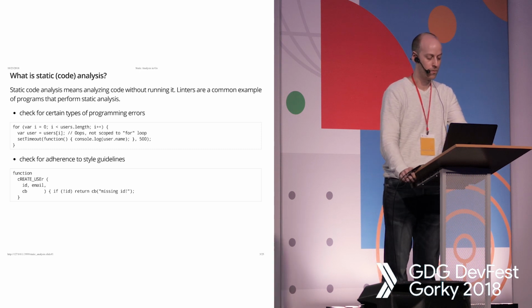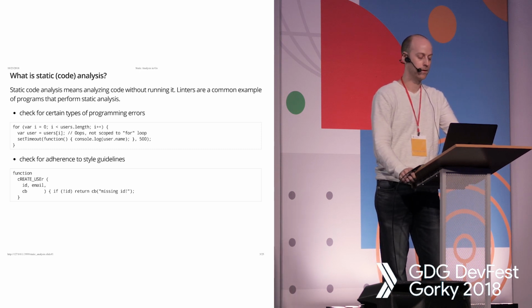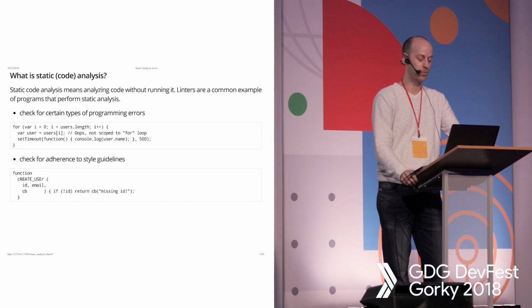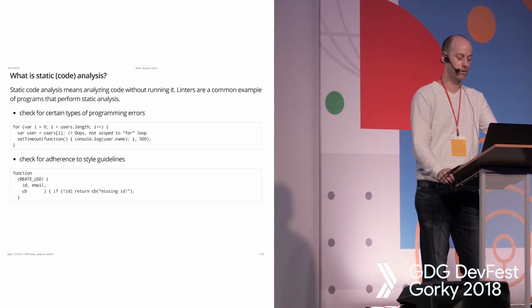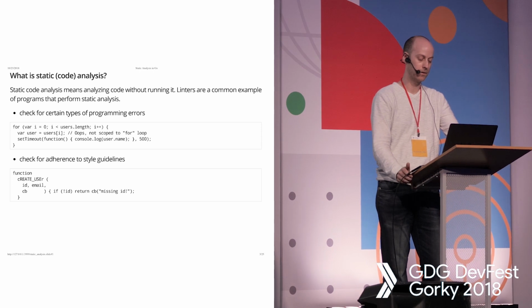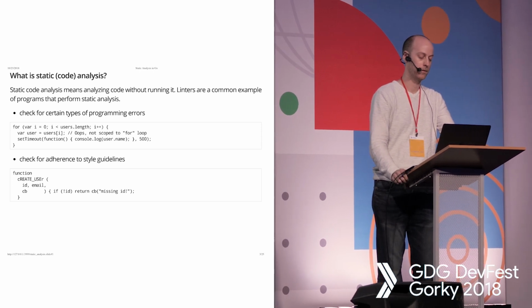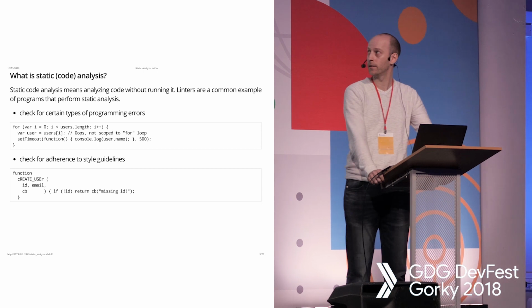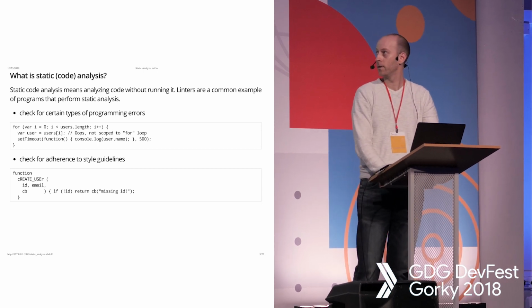Okay, first, what is static code analysis? Simply, it's analyzing code without running it. Linters are a common example of programs that perform static analysis. I assume most people are familiar with and probably use linters. Our team uses static analysis for mainly two purposes. The first is to check for certain kinds of programming errors.